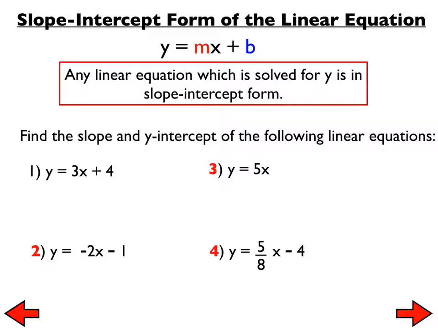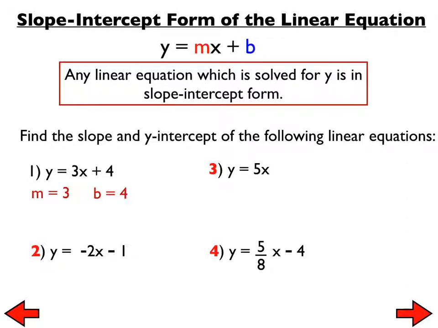All right. So, I'll do number 1 for you, and then you will do number 2, 3, and 4. So it says find the slope and the y-intercept of the following linear equations. And number 1, clearly, m is 3, or the slope is 3. And the y-intercept, or the b value of the y-intercept, is positive 4. Can you quickly go ahead and do number 2, and 3, and 4?